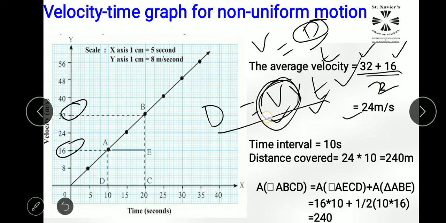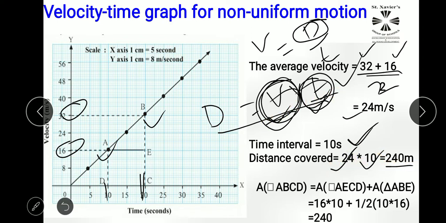Now we have velocity. Later when we find time, when you see the graph, you will find at A it was 10 seconds, at B it was 20 seconds. So the gap is 10 seconds, that means time taken is 10 seconds, students. So here we have time also. When we multiply velocity and time, that is 24 and 10, we get total distance 240 meters.